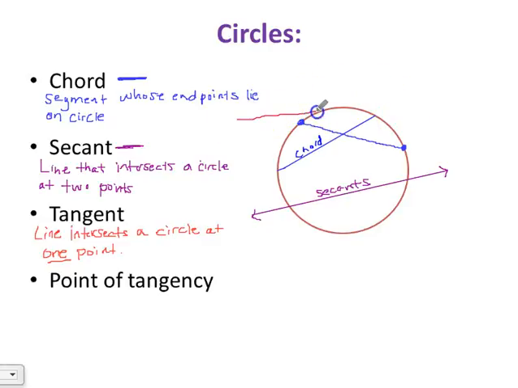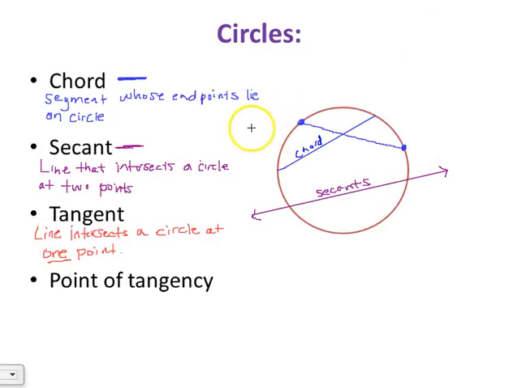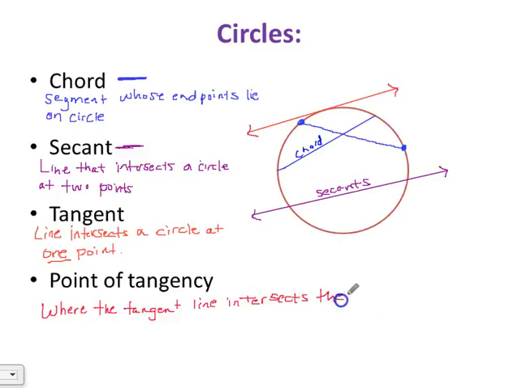So an example would be, oops, I wanted that to be a line. So I'm going to use the line feature to draw that. And it's only going to intersect at 1 point. So there we've got an example of a tangent. And I'm going to add on my little arrows to show that it is a line. And then the point of tangency is where that tangent line intersects the circle.